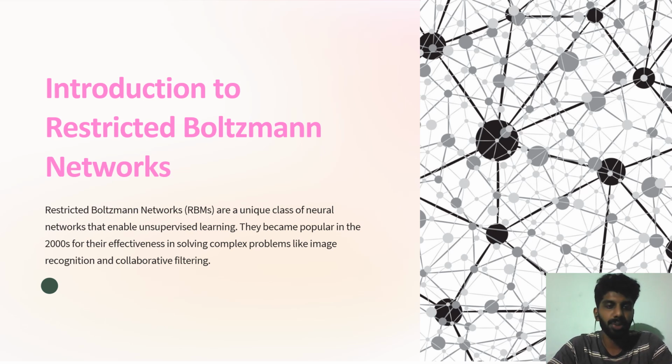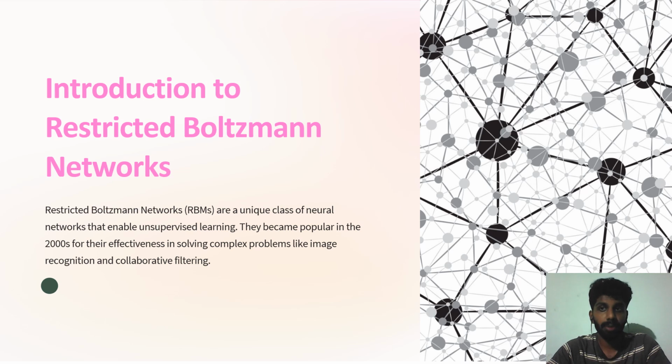Welcome all. Today we are going to discuss the restricted Boltzmann network, its advantages, the restricted Boltzmann machine and its layers, etc. So now we can go to the presentation and look at what is this restricted Boltzmann network. Now let's see what is restricted Boltzmann network.